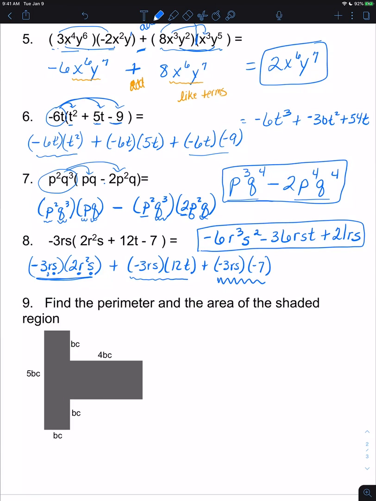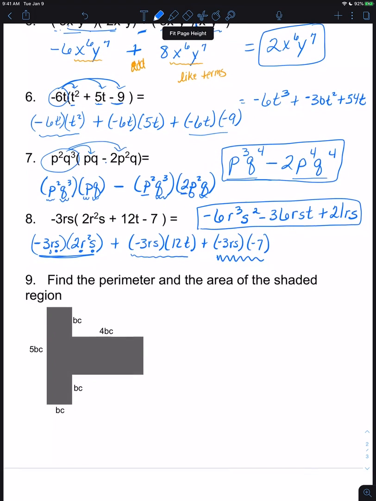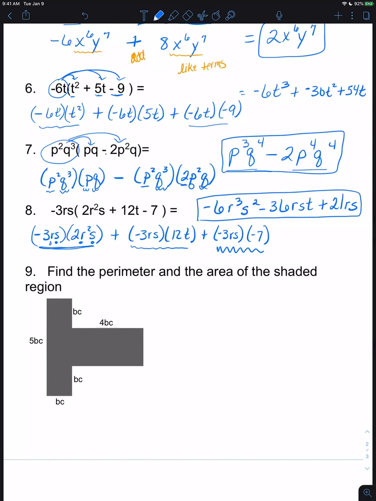Okay, so let's look at this. We're going to find the perimeter and the area of this shaded region. Remember, perimeter is when you add up all the sides. Area is when you multiply. You want to know what that shaded part is. Okay, so first we need to make sure this side edge is BC. This side edge is 4BC, which means this side would also be 4BC. This is BC. So we've got to figure out what this side is.